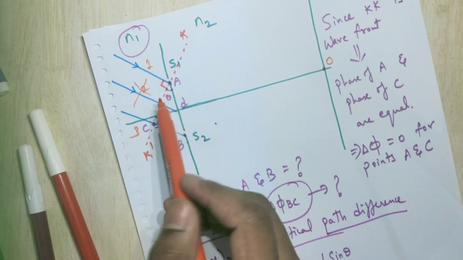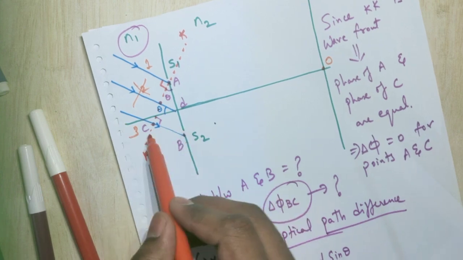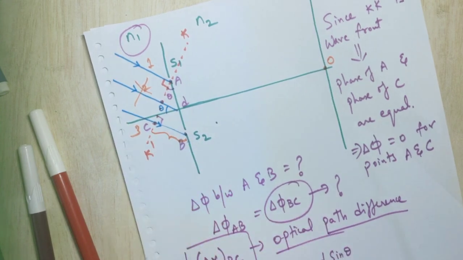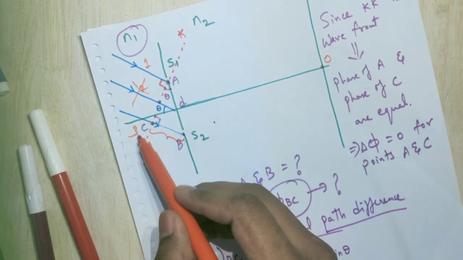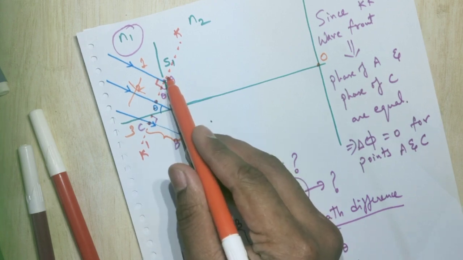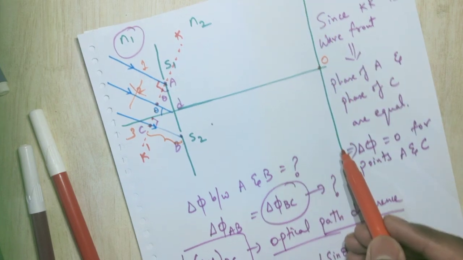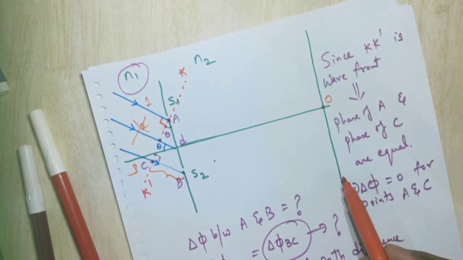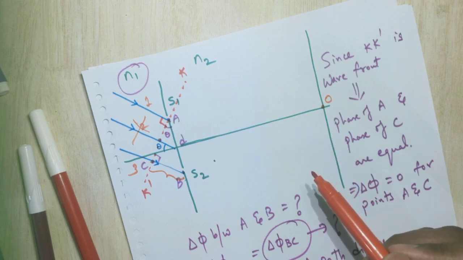So you can say this third ray has this much extra path length compared to the first ray in medium N1. So the third ray is traveling extra length compared to the first ray. So whatever interference pattern has to be formed on this wall, we have to find a point where maxima is formed. That means no phase difference.